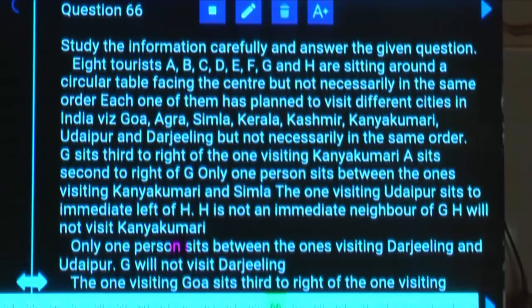Paper number 662, question number 66 to 100. Now in this question number 66 to 70, what is the information here? Now it is based on circular arrangement. How many persons are there?